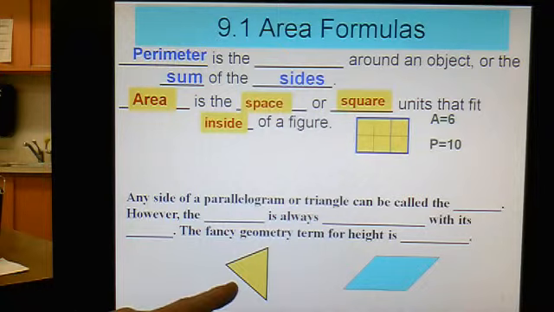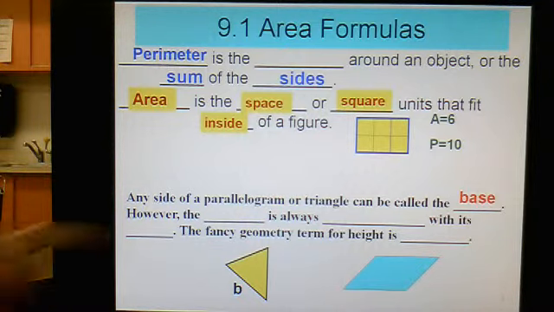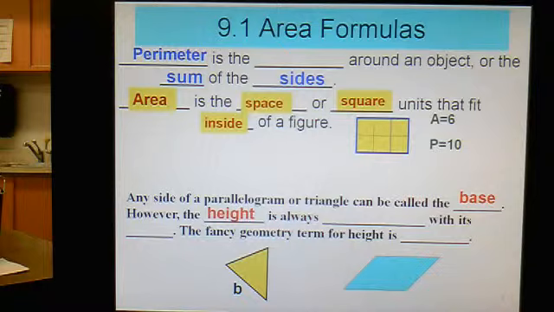A little detail I want to go through here. The little variable lowercase b, you probably can guess what that stands for. It stands for base. And the key concept in this part of your notes is that any side of a parallelogram or a triangle can be called the base. I intentionally oriented this, turned it sideways here, so you don't think the base is the bottom. The base does not have to be the bottom. You might have to turn your paper all the way around to do a problem, and the base might be the top. Base might be the left or the right or a diagonal side. The key thing is how it relates to the height.